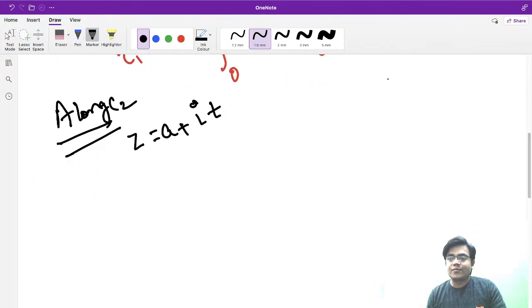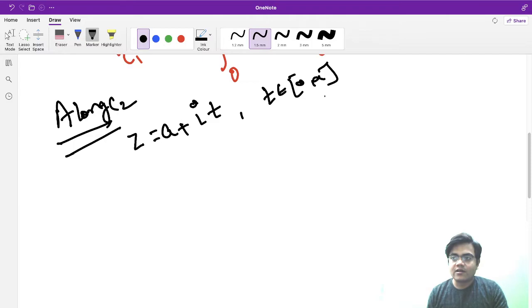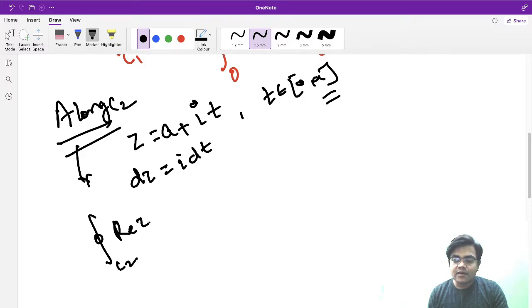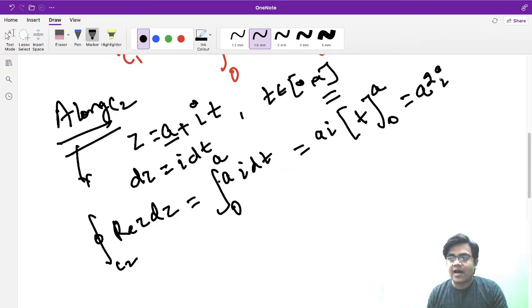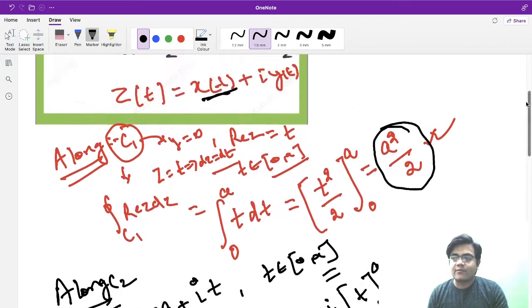That's why, once again, if you are using this parameter t, you will take t from 0 to a for simplicity. And if you find your dz, the derivative of the real part is 0, but the derivative of the imaginary part gives i dt. So now along C2, what is the real part of z? A. Okay, what is dz? Iota dt. And what is the limit, from 0 to a? So a iota into t from 0 to a. Finally you are going to see this as a square iota, isn't it? So yes, along C2 we have obtained that.